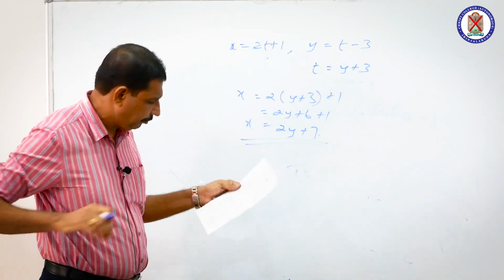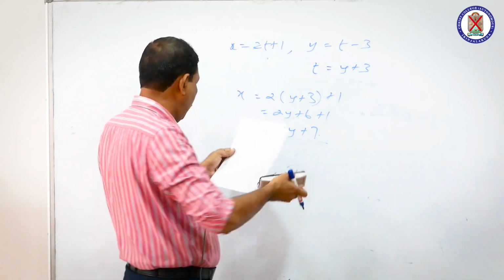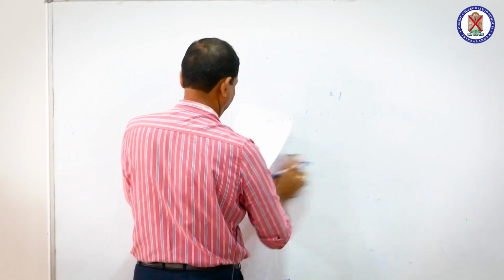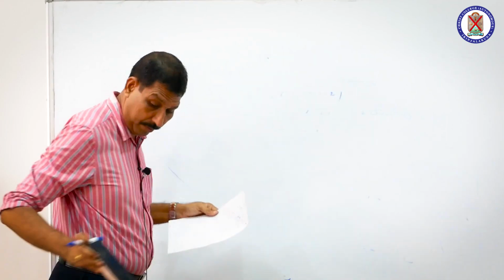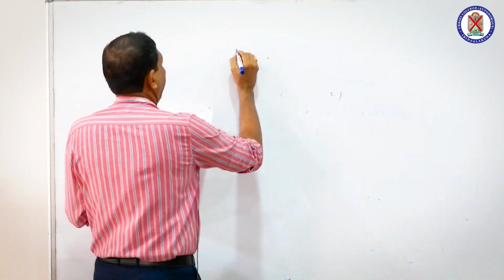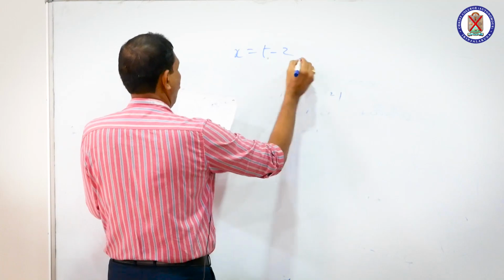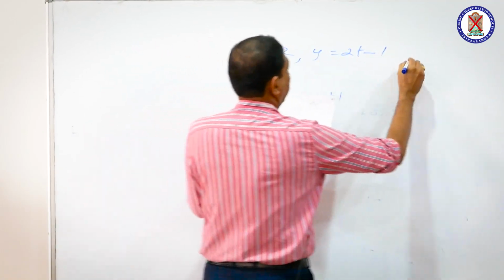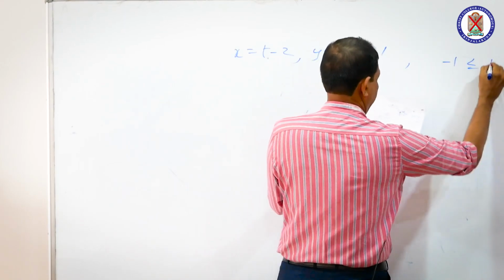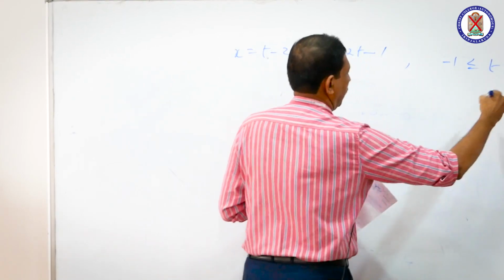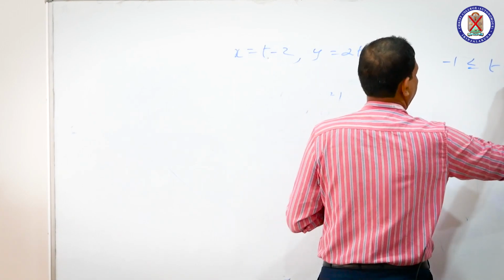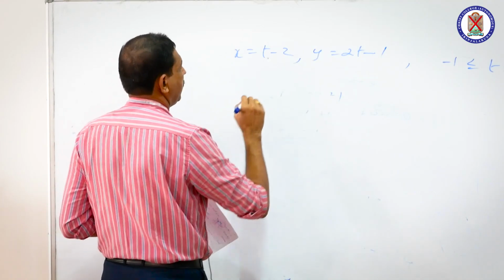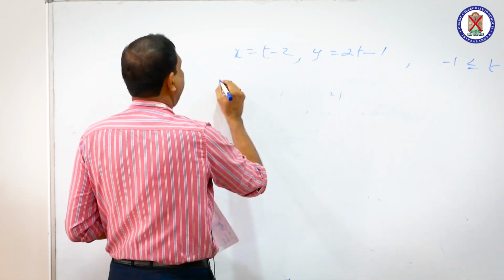Another example, x equal to t minus 2, y equal to 2t minus 1, and the range of t is minus 1 less than or equal to t less than or equal to 5. What will be the initial point? The initial point is obtained when t equal to minus 1.